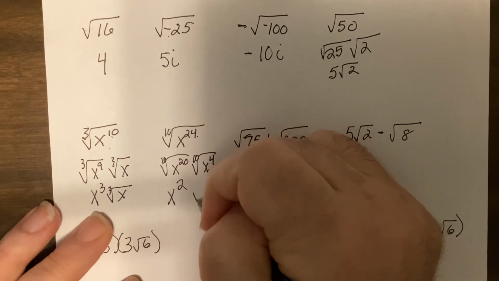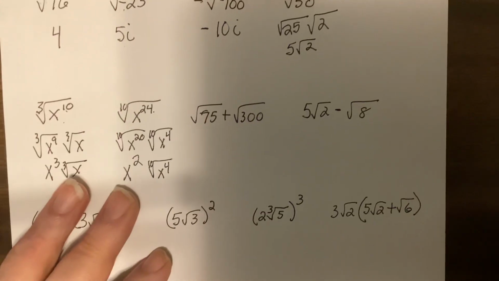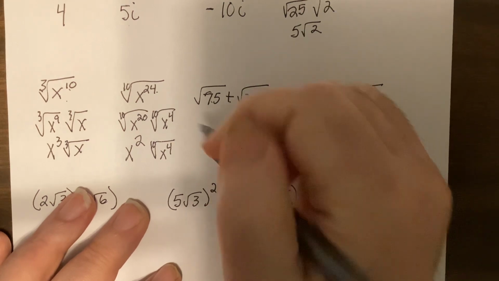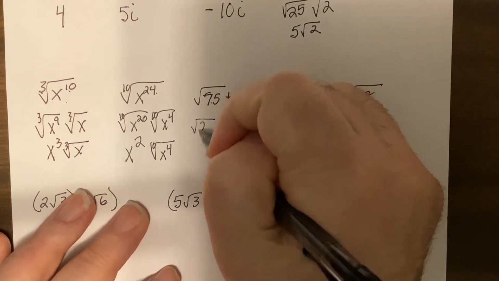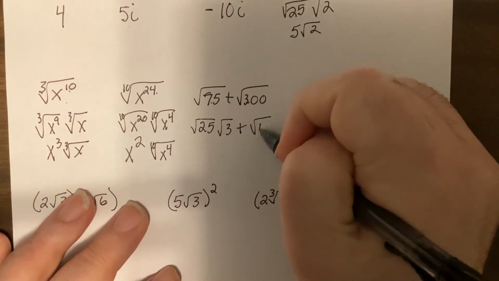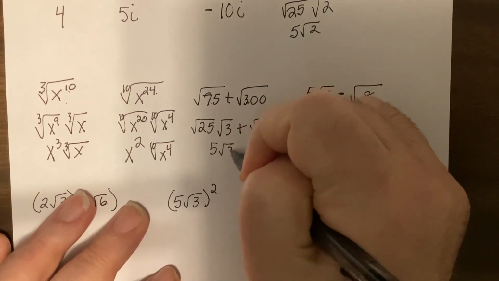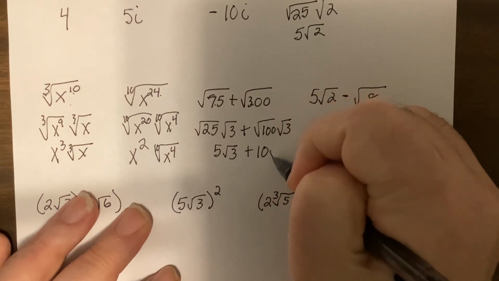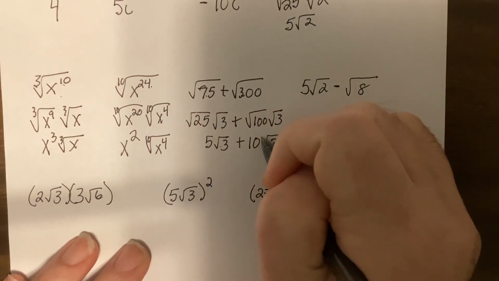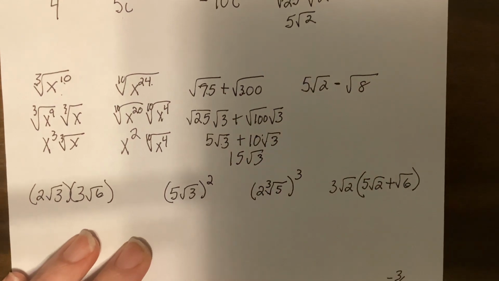So it'd be x squared, the 10th root of x to the 4th. Now here, I need to simplify. I cannot add unless I have the same radicand. But 75, I can break up to 25 and 3. 300, I can break it up to 100 and 3. So this would be 5 square root of 3. And 10 square root of 3, I have the same radicand, same index, so I can just combine the terms out front.